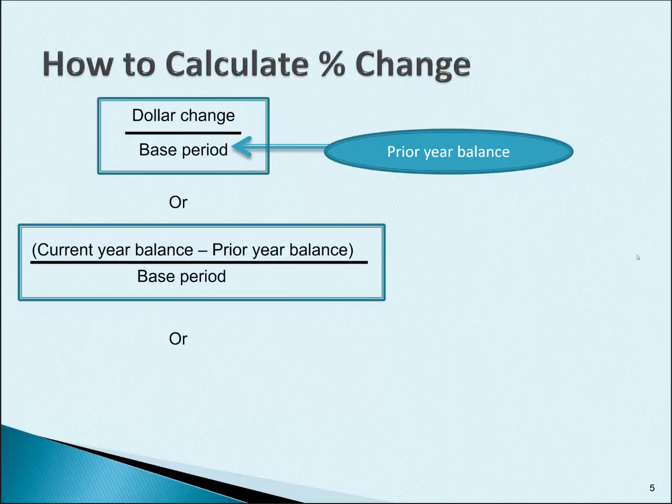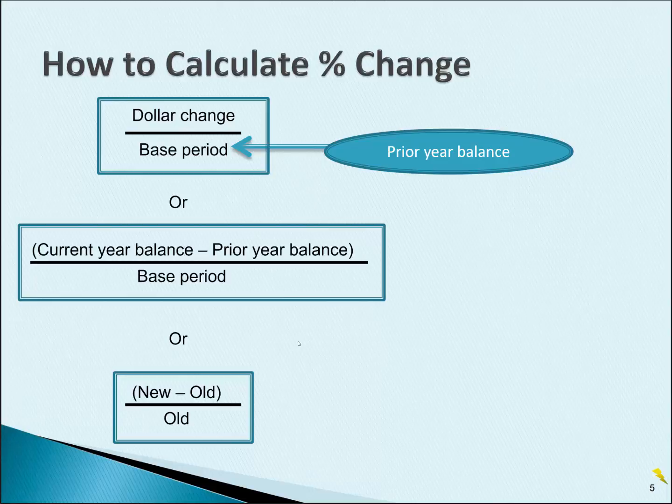Another way to look at it is instead of saying dollar change, the way you calculate the dollar change is its current year balance minus the prior year balance divided by that base period, which remember is the prior year. My students' favorite way to remember this formula is just new minus old divided by old. New is this year's data, old is last year's data, and then you just divide by last year's data. And then you multiply by 100 and attach a percentage sign to it.